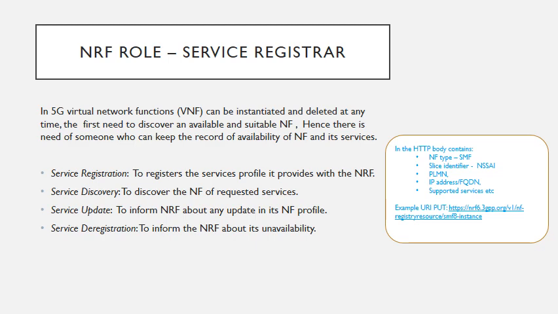In this slide we can see four different types of messages that NRF supports. First is service registration. This procedure is basically used by the service producers to register themselves with the NRF. So if there is a new network function coming up in the network, it has to register itself in the NRF using this procedure, service registration. In that request, it will share some information about itself.